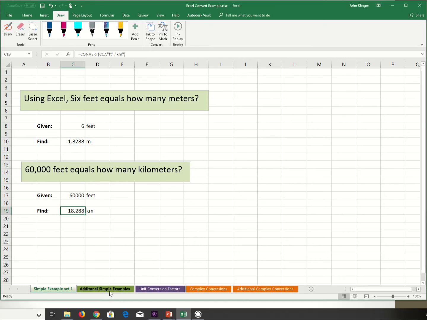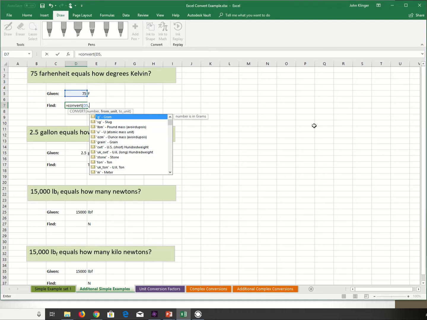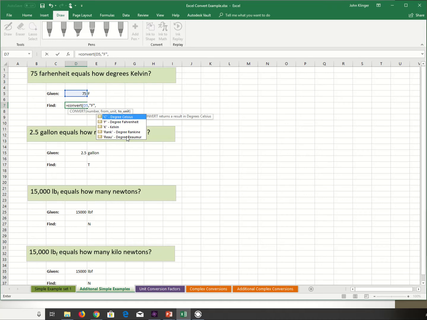Let's look at some other simple conversions. Let's do this one going from Fahrenheit to Kelvin. We can do equals convert, and this file is in the classroom files online, so you should be able to get access to it also. Here's our number, comma, and we're going from Fahrenheit. It should be capital F, I would think, and it is, and there it gives us all the other ones. Here's our Kelvin that we want. Double click on that, and there we go. It converts it to Kelvin for us.